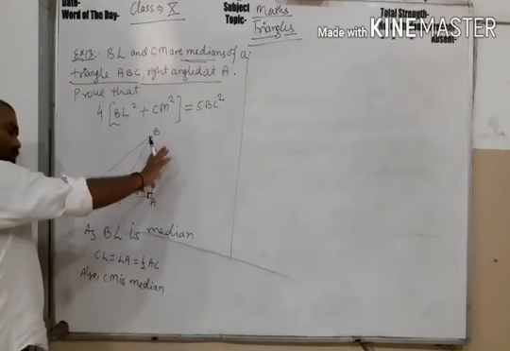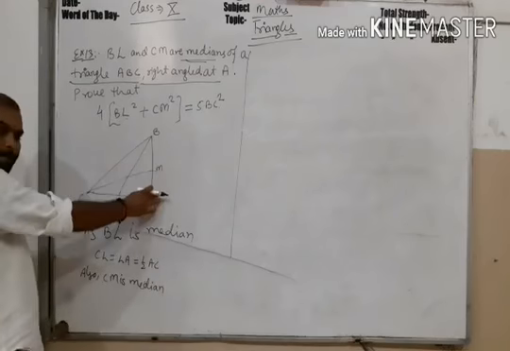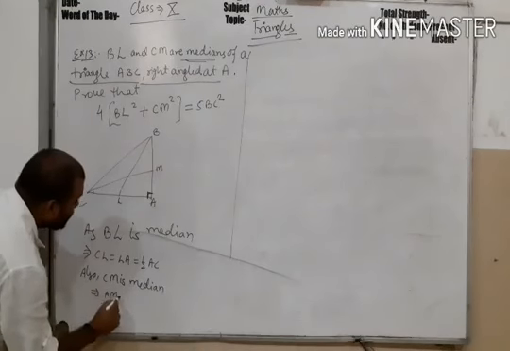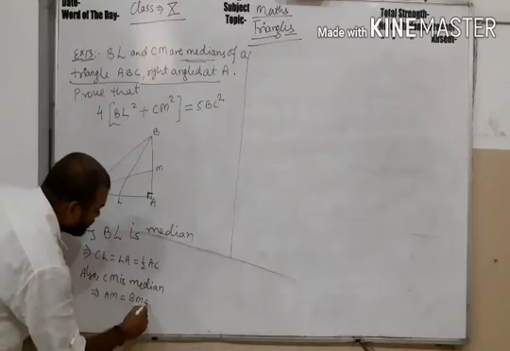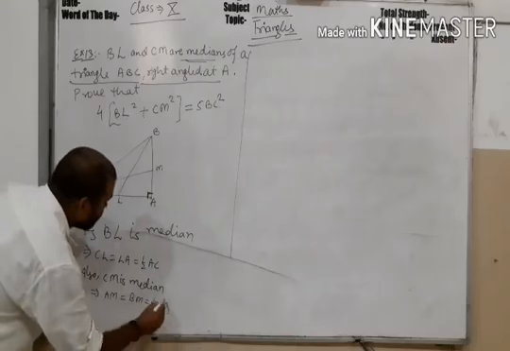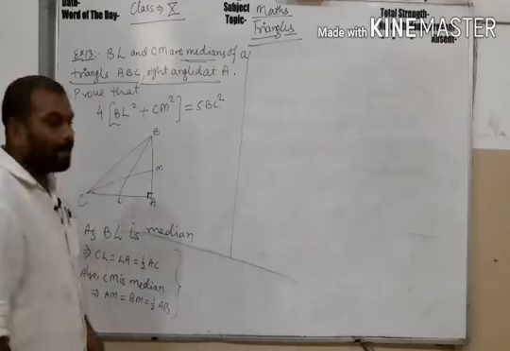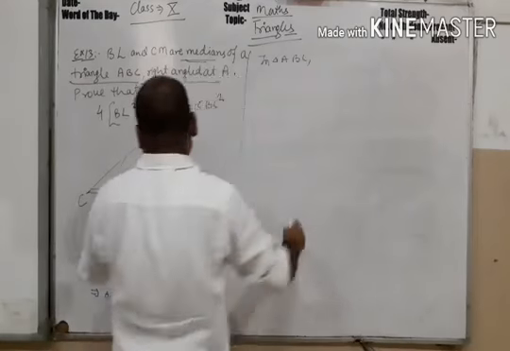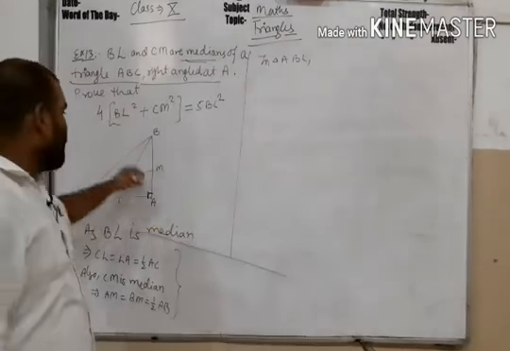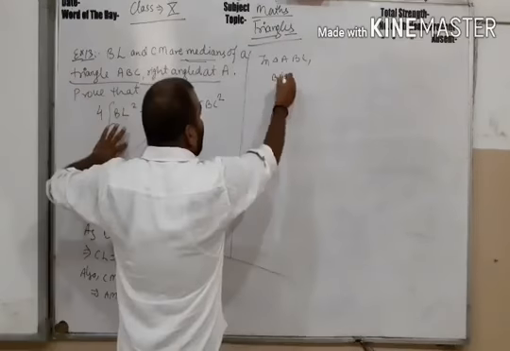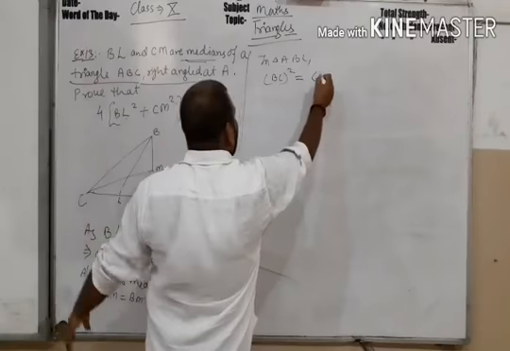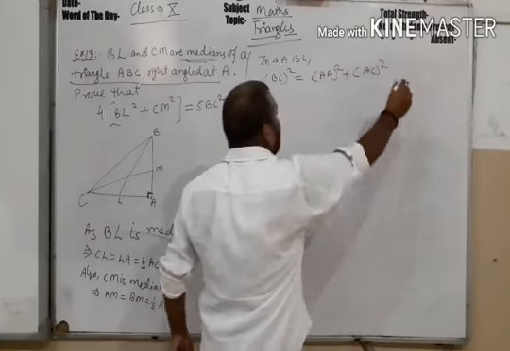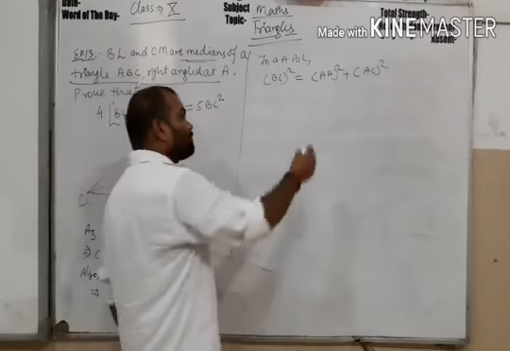CM is median, means it divides AB into 2 equal parts. So this gives us AM is equal to BM, which can be written as half of AB. Now in triangle ABC, this angle is a right angle, which means we can write the square of BC as the square of AB plus the square of AC.